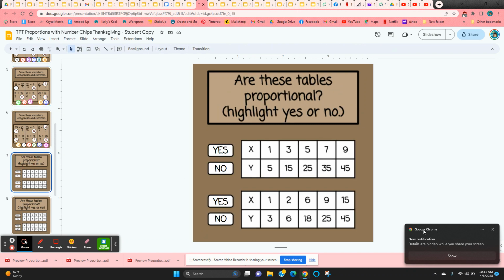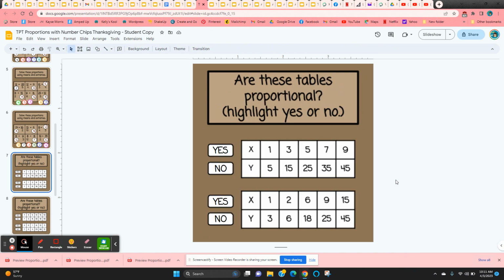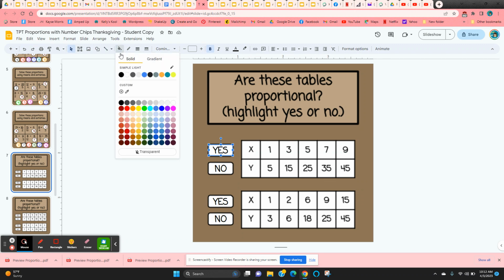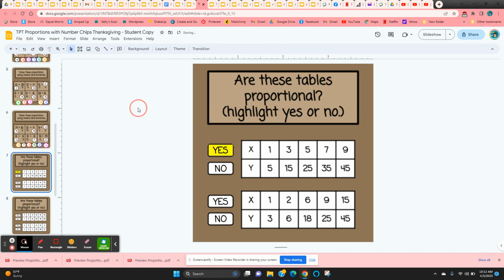So when they get to slide 7, now they're going to be looking at proportional tables. They're going to determine whether these tables are proportional and then highlight yes or no. So they're going to look at the x value, determine what they need to do to the x value to get the y value. And here they can see that they're going to multiply times 5 in every column. So it is a proportional table. So they highlight yes, come up here to the fill color feature, and they can choose any color they like and highlight their answer.